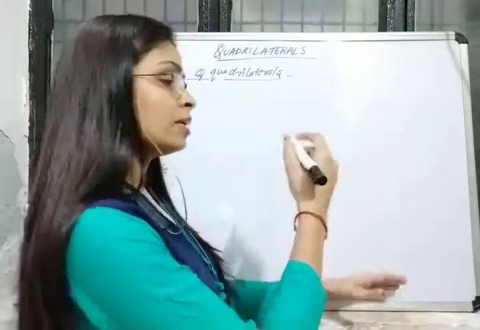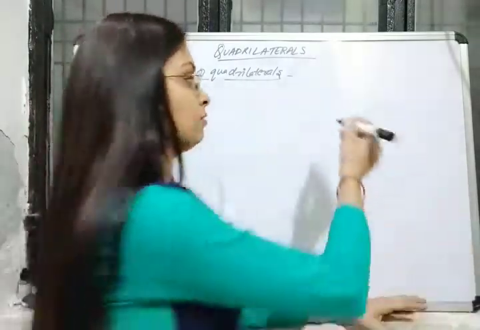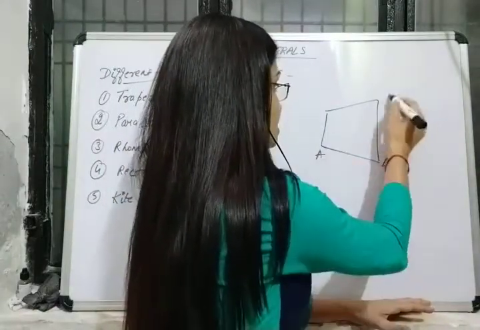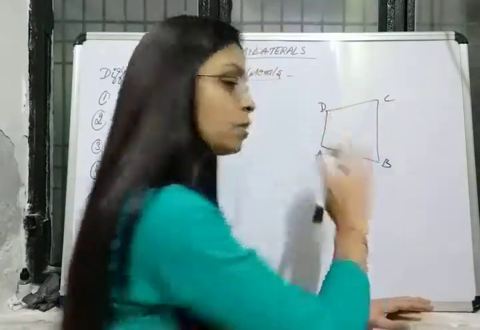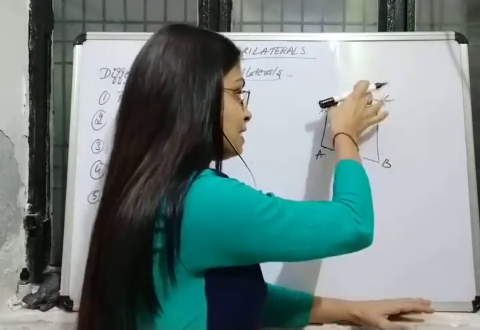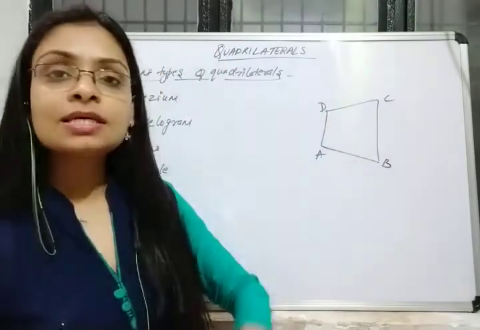So what is a polygon? A polygon is a closed curve. If I draw like this, this is A, B, C, D. It is a closed curve made of 4 line segments: AB, BC, CD and DA. So this is a quadrilateral.